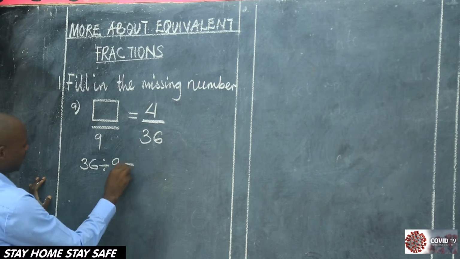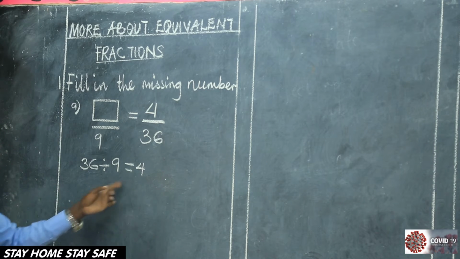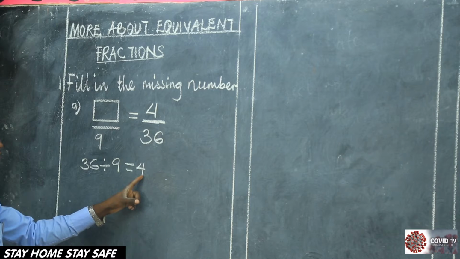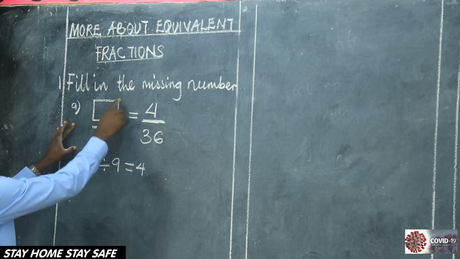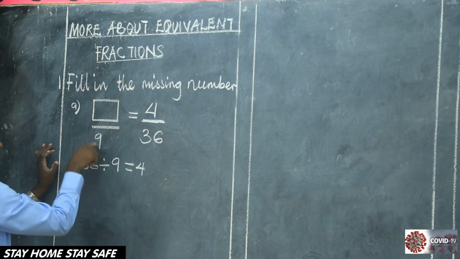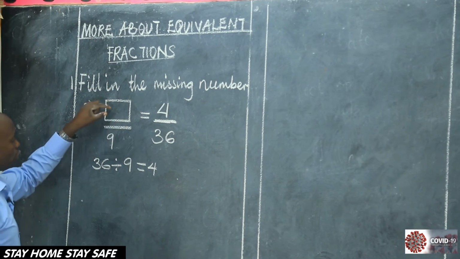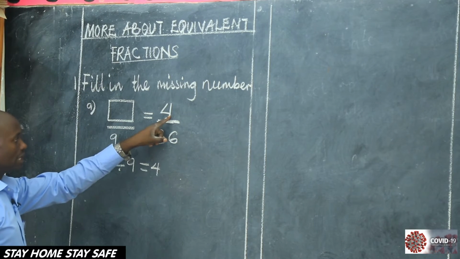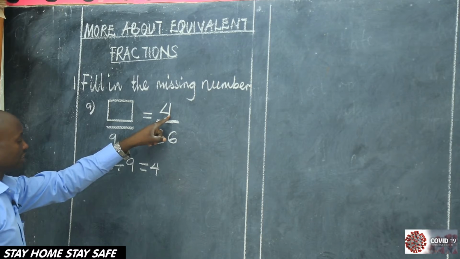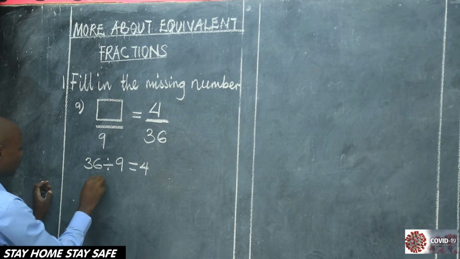And when you divide by 9, you will get 4, okay? Now, after getting this 4, we know that this 4, when you multiply it by this fraction, you get 4 out of 36. But the numerator which we are looking for is smaller than 4. It must be smaller than this 4. So we shall now go to the numerator which we are looking for.